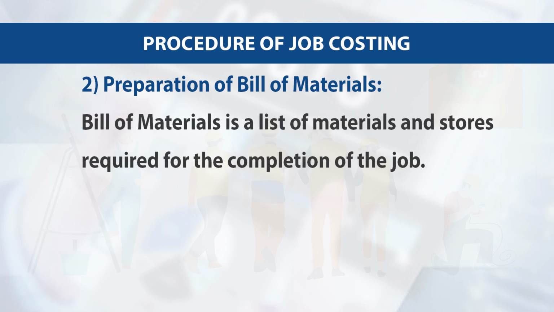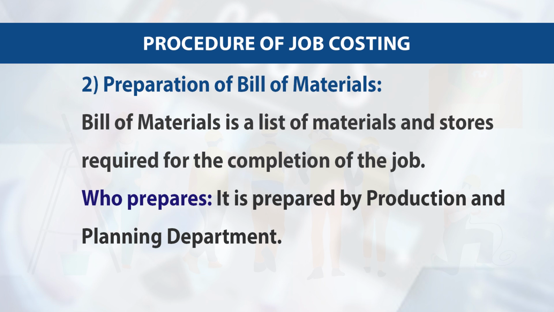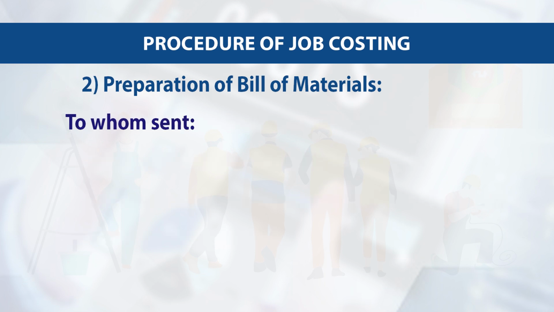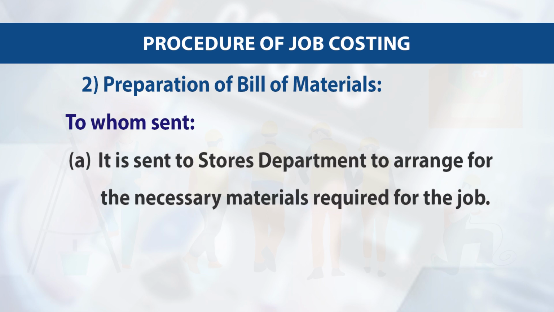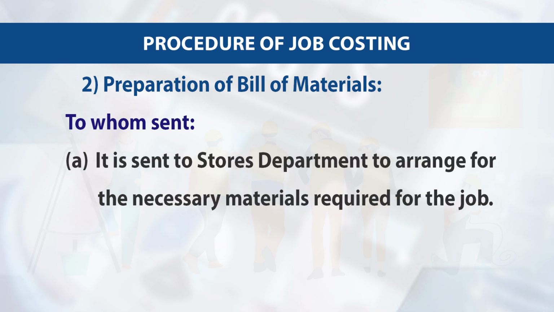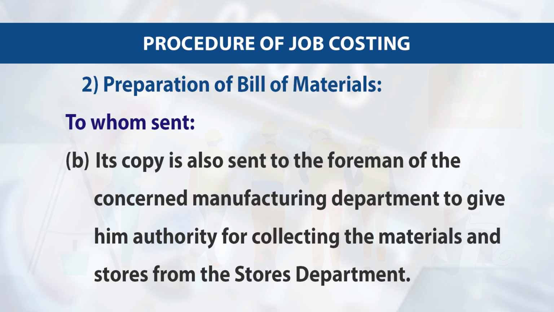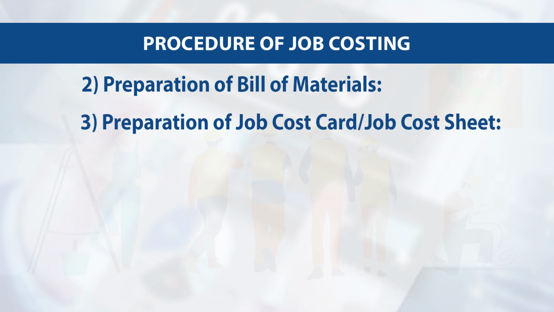Bill of material is a list of materials and stores required for the completion of the job. Who will prepare this? It is prepared by the production and planning department. And to whom is it sent? It is sent to the stores department to arrange for the necessary materials required for the job, and its copy is also sent to the foreman of the concerned manufacturing department to give him authority for collecting the materials and stores from the stores department. Third, preparation of job cost card or job cost sheet.